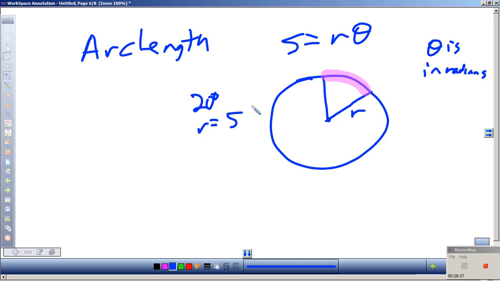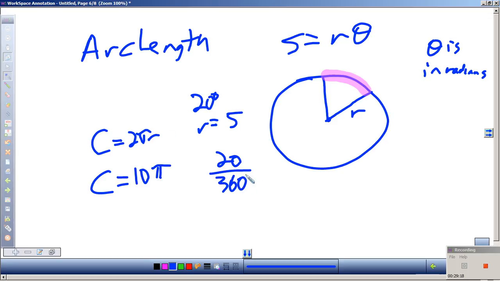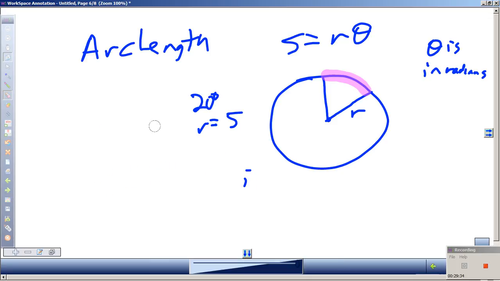Okay, you could convert to radians. However, if you're not doing that, you'd have to say C equals 2 pi r. So the circumference of the circle is equal to 10 pi. We want to do 20 out of 360 of it. So 20 over 360 times 10 pi. However, in this process, we actually are converting to radians. S equals r theta is the one you want to use.